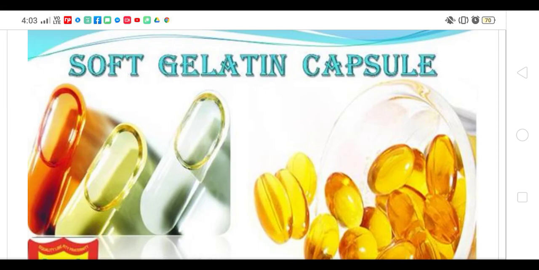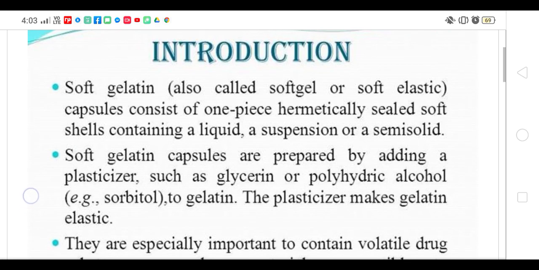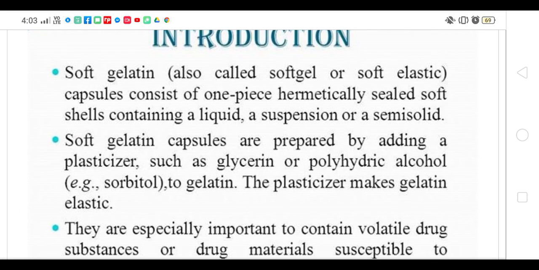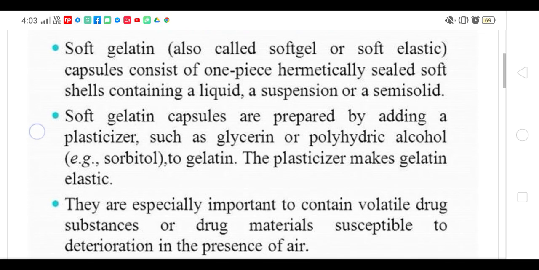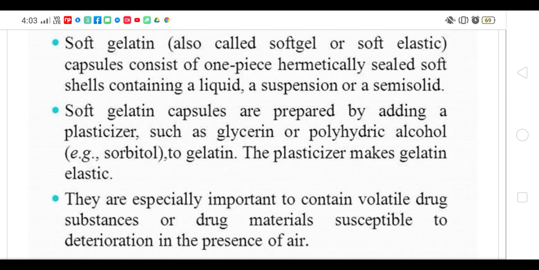Hello, today we are going to see the soft gelatin capsule. These basically consist of one piece sealed capsule. In case of hard gelatin, we have cap and body, but in the soft gelatin, it is a one piece hermetically sealed shell which contains liquid, suspension or semi-solids.